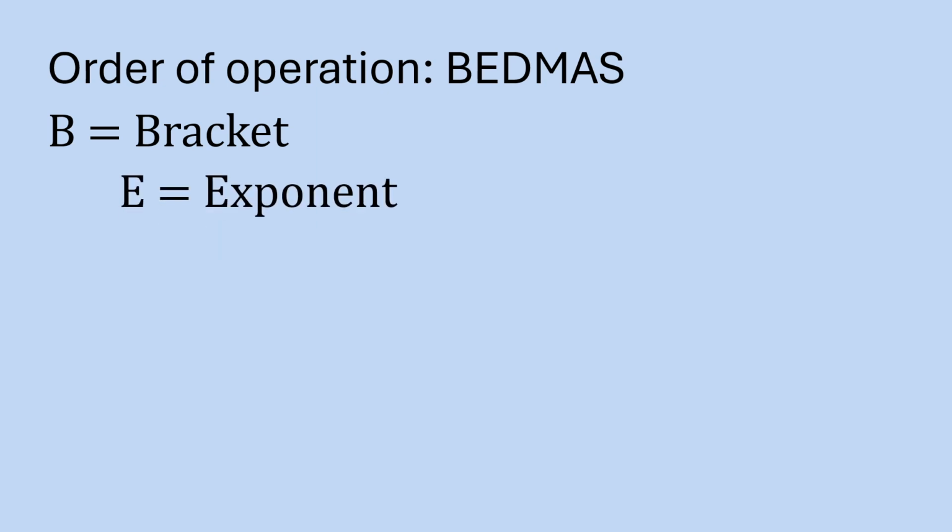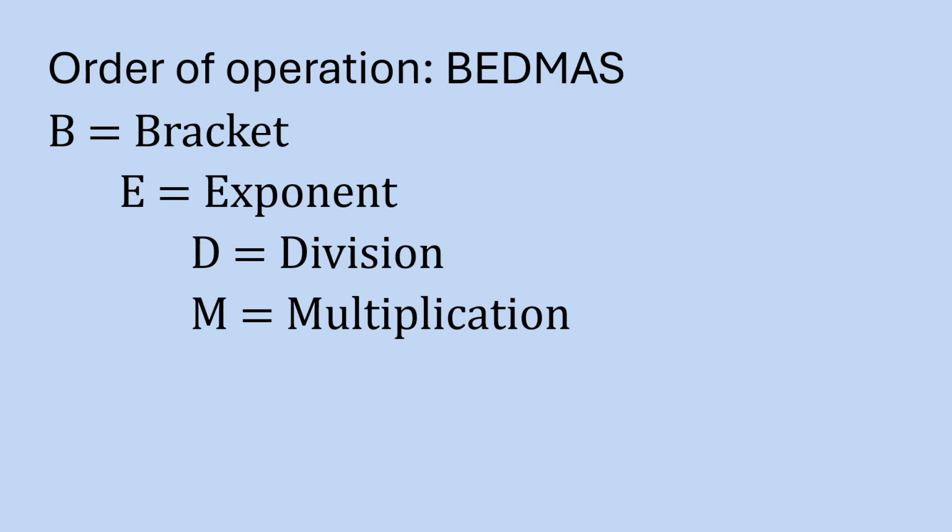What is this BEDMAS? In BEDMAS, B means bracket. So we will solve anything in the bracket first when we start to solve any mathematical problem. Second is E for exponent. Third is D for division and M for multiplication. If division comes first from left to right, then we will do division, or if multiplication comes first from left to right, we will do multiplication.